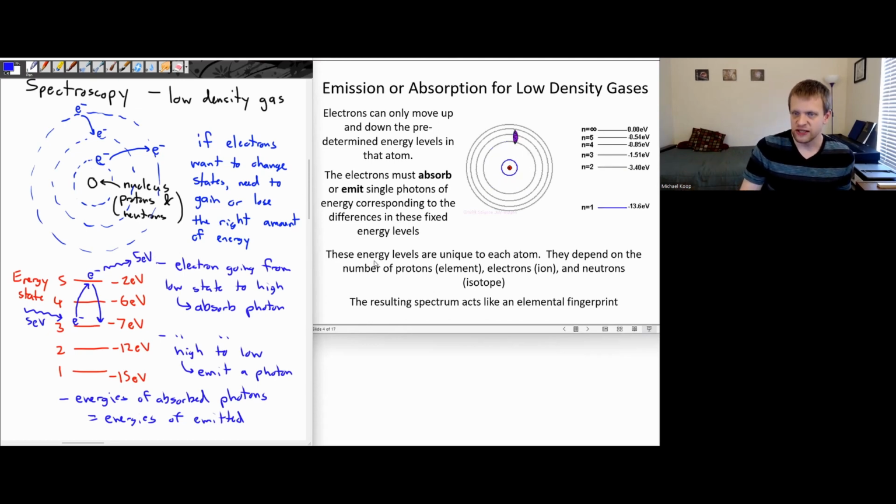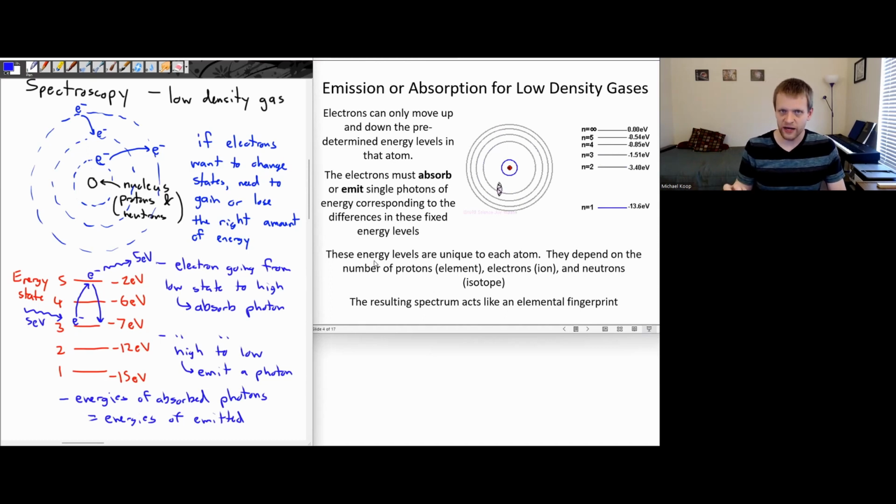And again, these energy levels are unique to each atom. They depend on what type of element it is. They depend on if it's ionized or not. And they even slightly depend on what isotope we're looking at. So if we look at some light source and say, oh, it's giving off these particular energies of photons, or if we look at some spectrum and say, oh, these particular energies of photons are missing, that literally acts like a chemical fingerprint. This is how we can identify the composition of distant objects based on the light that they're giving off.